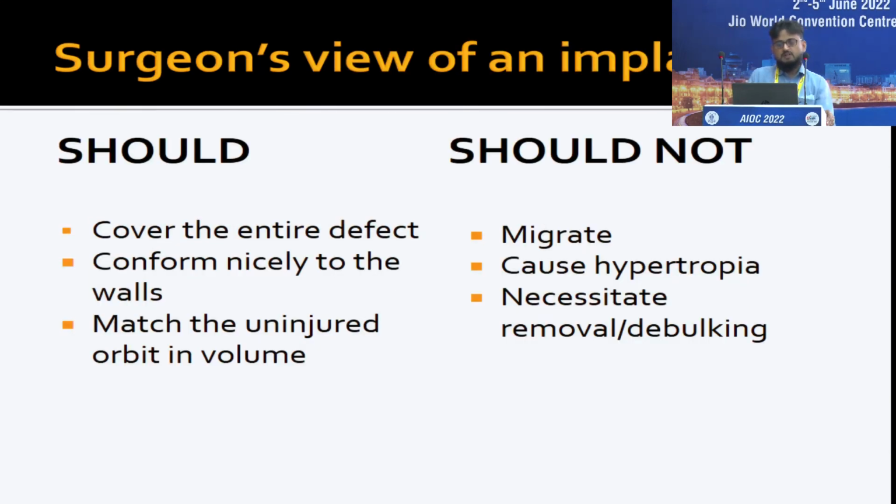So just to conclude, the surgeon's view of an implant. It should cover the entire defect. It should conform nicely to the walls, and it should match the volume of the uninjured orbit. And it should not migrate, it should nicely support. It should not cause hypertropia, that is, you are not placing the implant over some extraocular structures. And it should not necessitate removal or debulking, like commonly happens in large bone grafts, like some of the MaxFax colleagues generally put.